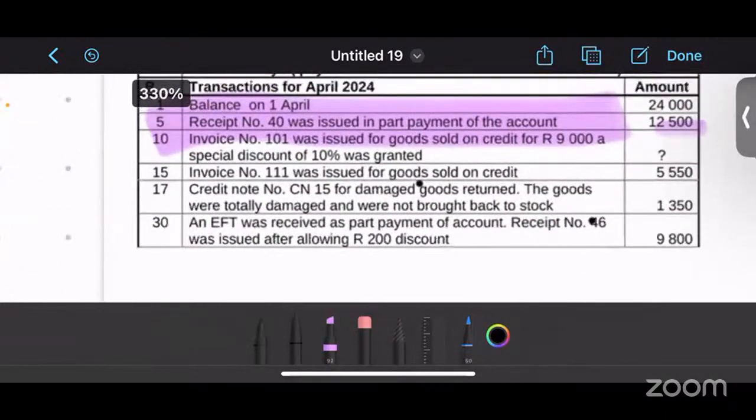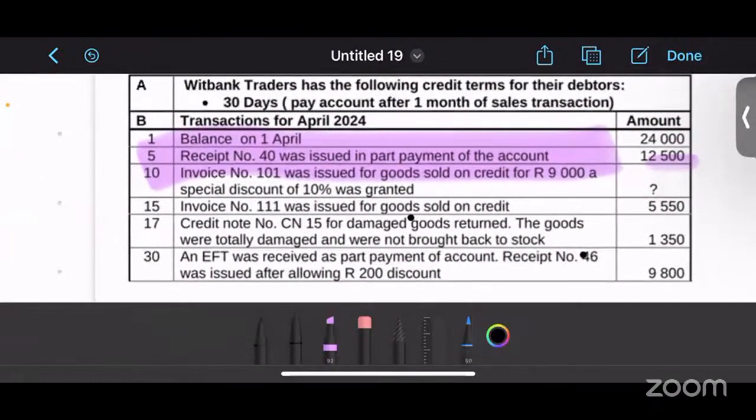And again, on the 10th of April, we have invoice number 101, which was issued for goods sold on credit for 9,000. A special discount of 10% was granted. How are we going to do this one?